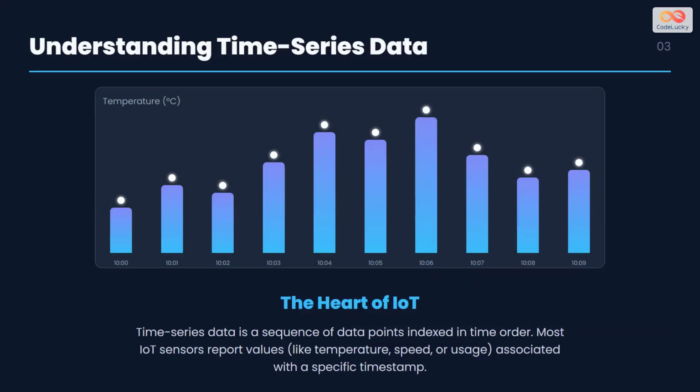The heart of any IoT system is time series data. Unlike a normal database record that might just update a user's address, IoT data is a sequence of values over time. Think of a temperature sensor reading 20 degrees at 10 a.m., then 21 degrees at 10 o'clock and 1 minute. This timestamp is crucial for analyzing trends.